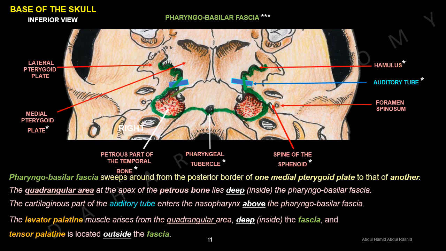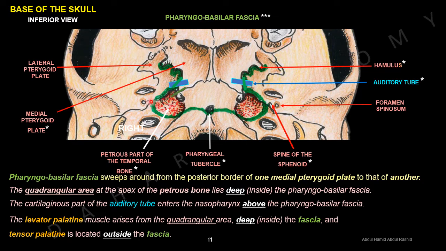This is the segment of the base of the skull, inferior view. We are going to continue the previous slide here. This is the medial pterygoid plate. This is the posterior border of the medial pterygoid plate. In this slide we are emphasizing the pharyngobasilar fascia, which arises from the posterior border of the medial pterygoid plate of one side, sweeps around behind, and comes to the posterior border of the medial pterygoid plate on the opposite side.